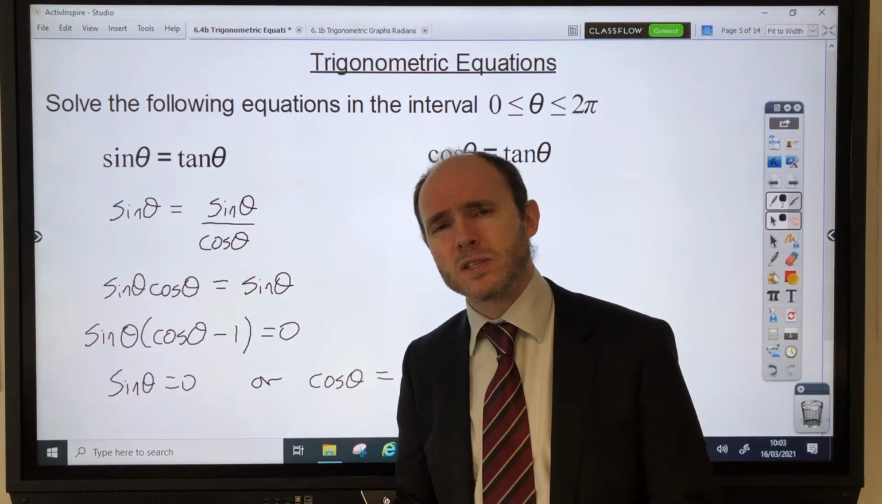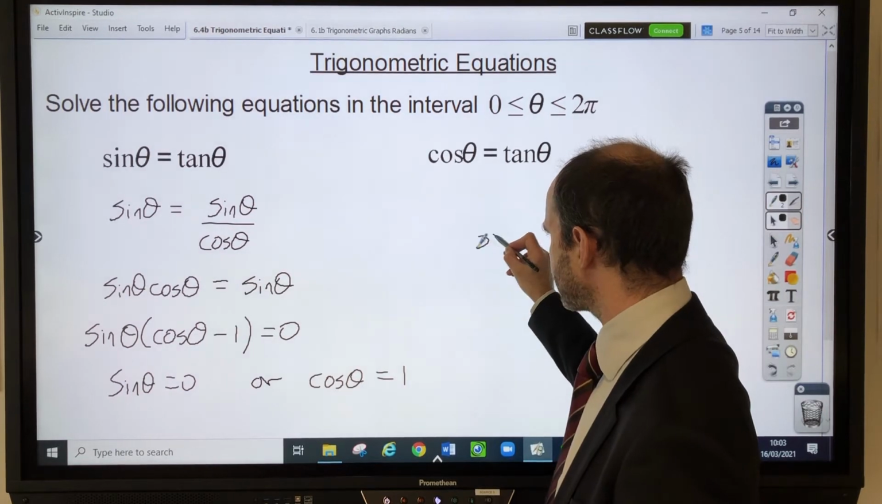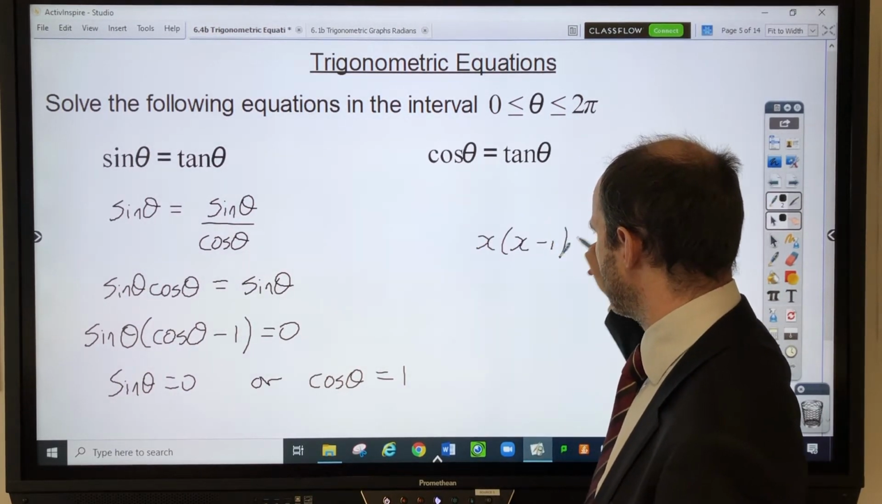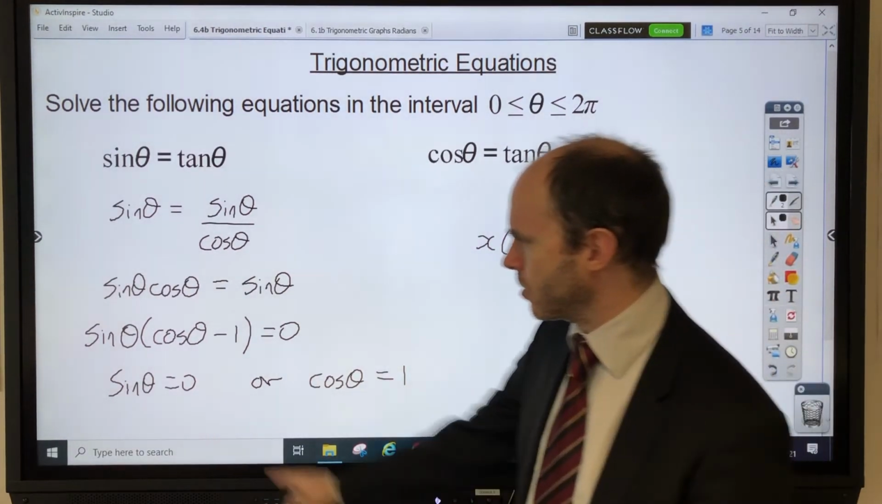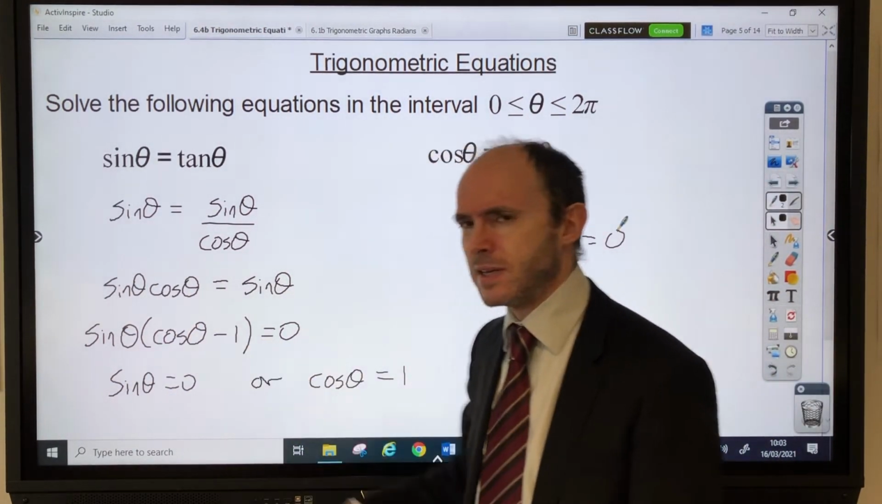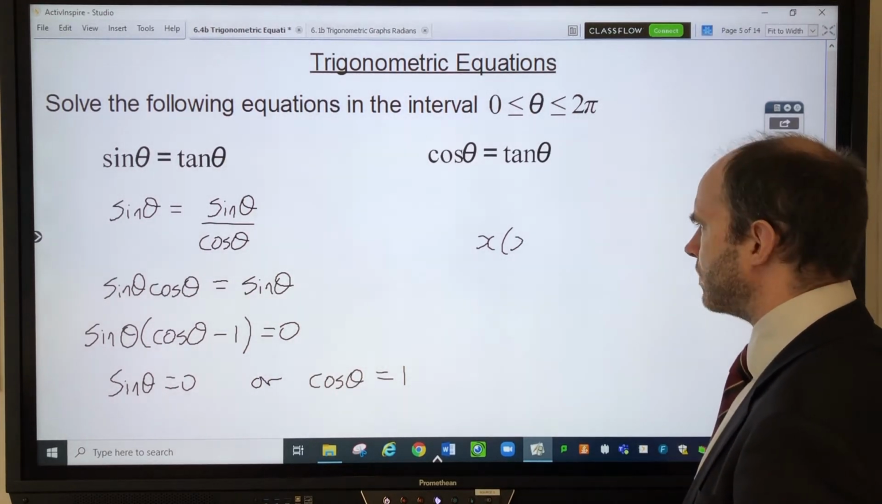It's a bit like when you're solving an algebraic equation, okay? Maybe you'll have something like this, okay? When you're solving that, you've got x equals 0 or x equals 1, similar sort of thing. You've got that equals 0 or cosine theta is equal to 1, okay? Now, why is it not a good idea to divide, okay?